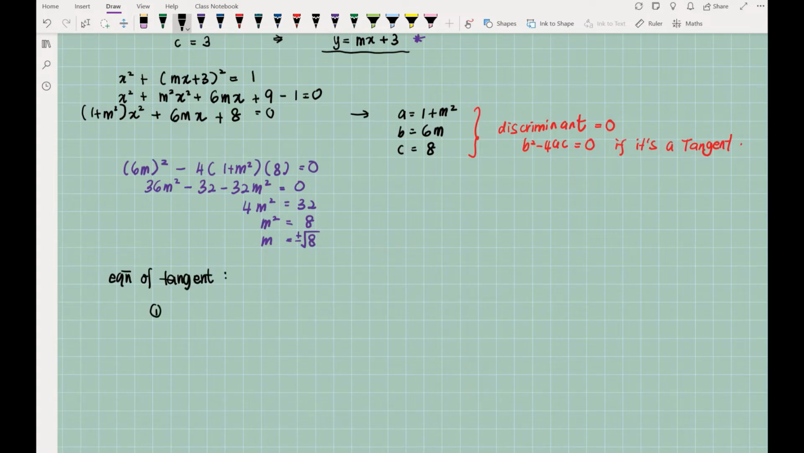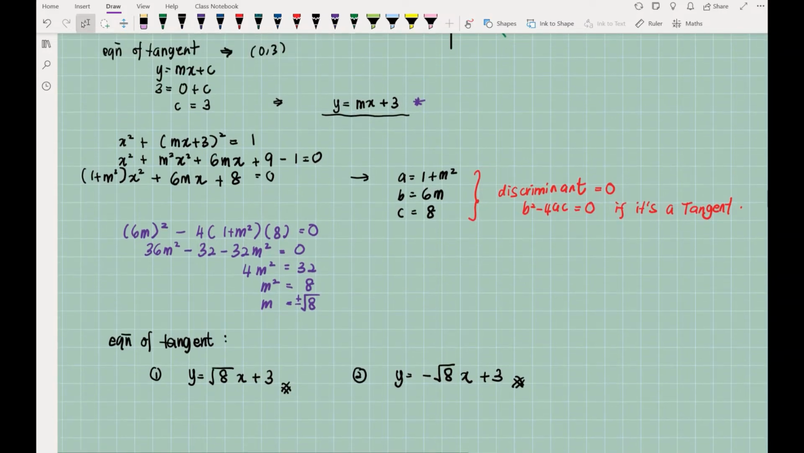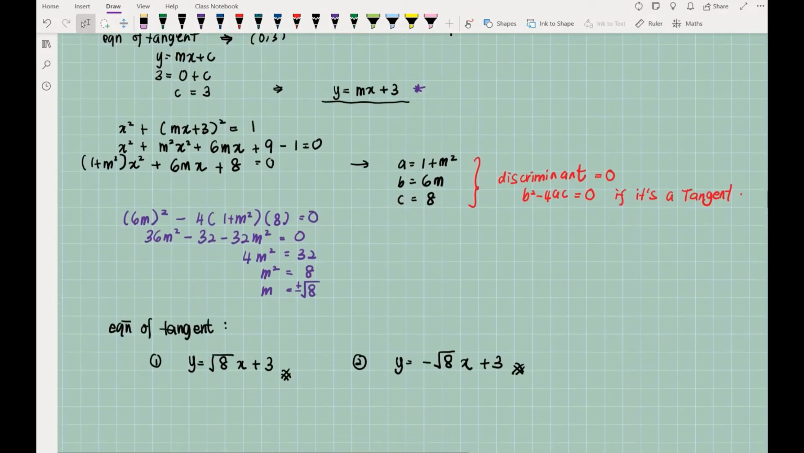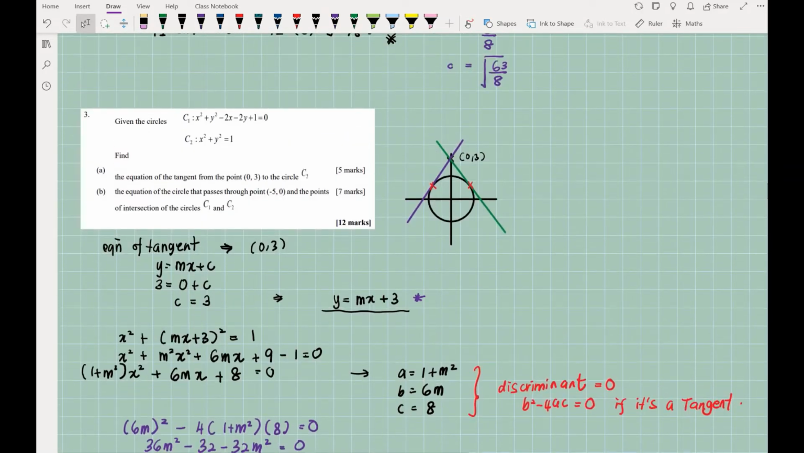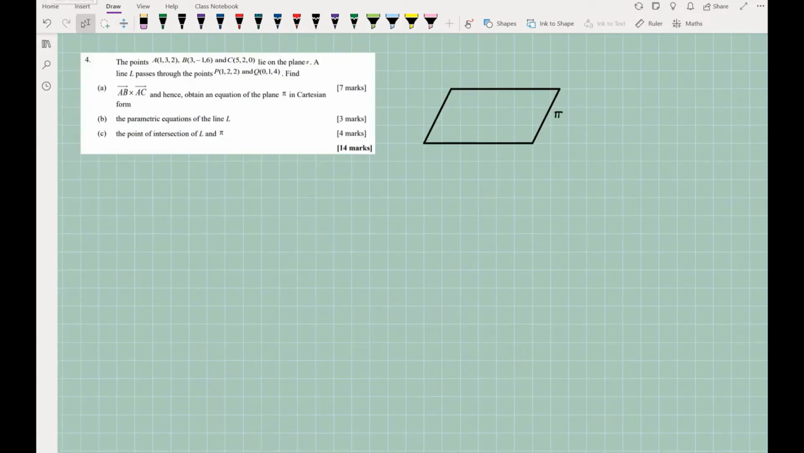So daripada situ, now can I find my equation of tangent? Jawapannya yes, using this equation just now. So my equation of tangent will be, the first one adalah y is equal to square root 8x tambah 3. And the second one akan jadi y sama dengan negative square root 8x tambah 3.